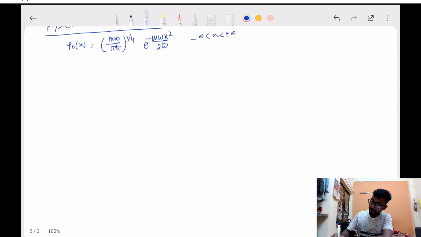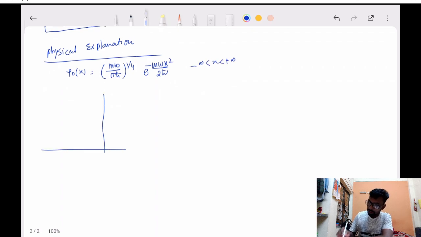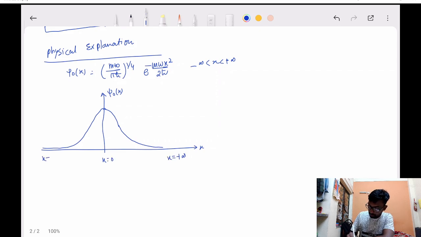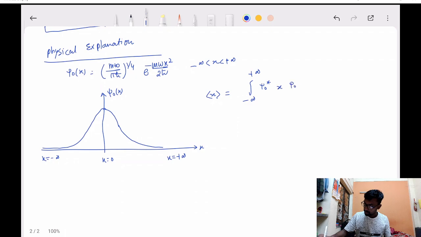If we plot this wave function, it looks like that. This is x equal to 0, with x going to plus infinity and minus infinity. So this is a symmetric wave function. If we try to find the expectation value of x, what is the meaning of that? The expectation value of x means the integral from minus infinity to plus infinity of psi 0 star x psi 0 dx.